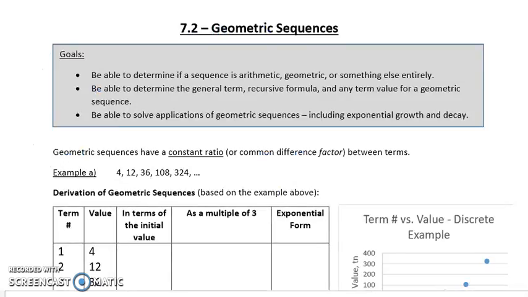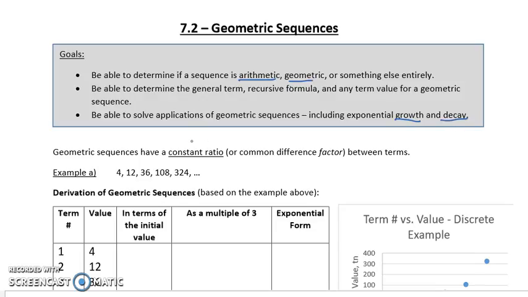So we have three goals. Goal number one, we want to be able to determine if the sequence is arithmetic, which was the last lesson, or if it's geometric or something else entirely. We want to be able to determine the general term, recursive formula and any term value for a geometric sequence. We want to be able to solve applications of geometric sequences. That includes exponential growth and exponential decay, things that we should have seen and remember seeing from previously.